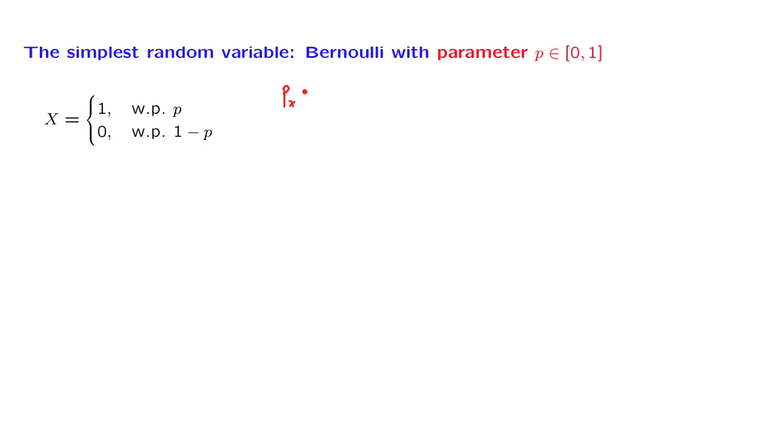Using PMF notation, we have the probability of 0 being equal to 1 minus p, and the probability of taking the value of 1 equal to p. If you wish to plot this particular PMF, the plot is rather simple. It consists of two bars, one at 0 and one at 1. This one has a height of p, and this has a height of 1 minus p.